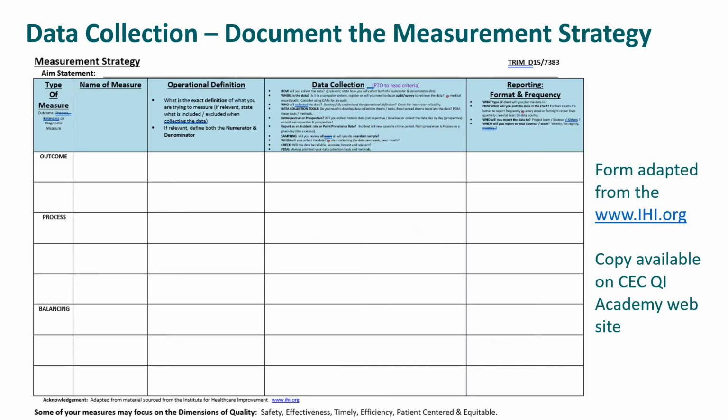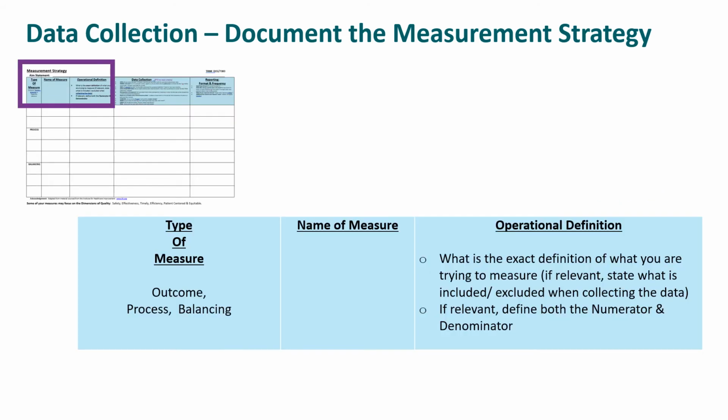You can document the measurement strategy for your quality improvement project using a form such as below. You can spell out things like the type of measure it is, the name of the measure, the operational definition, how you plan to collect the data, and how you plan to report and the format and frequency of your reporting. Now I'm going to look more closely into the measurement strategy and the titles of each column.